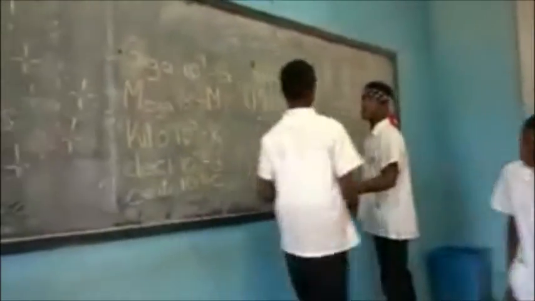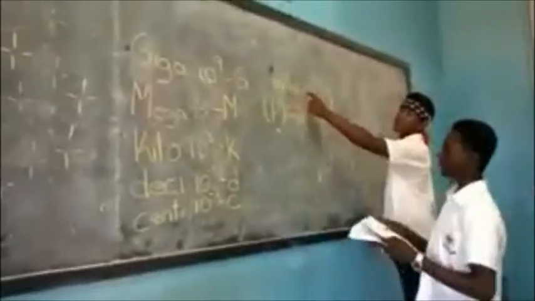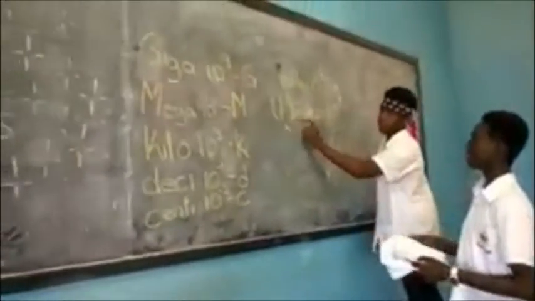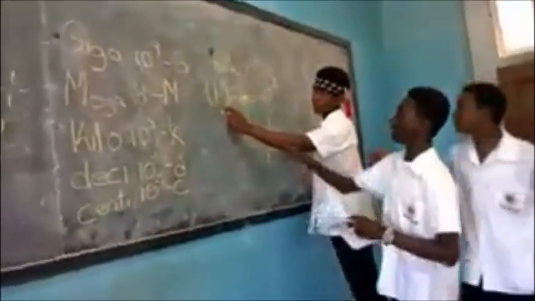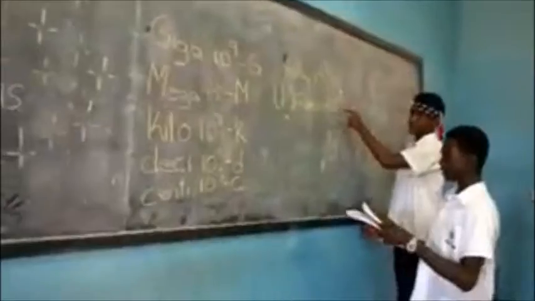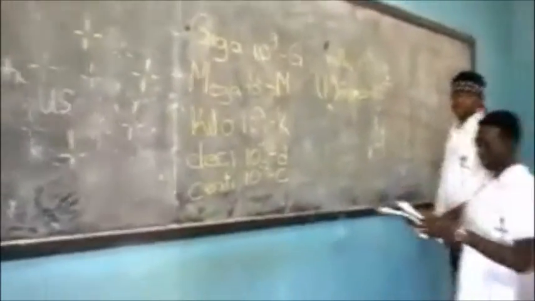And then back on this side we have milli, which is 10 to the power of -3 with a small m. And then we have micro, which is 10 to the power of -6, and its symbol is a small mu, shortened form.